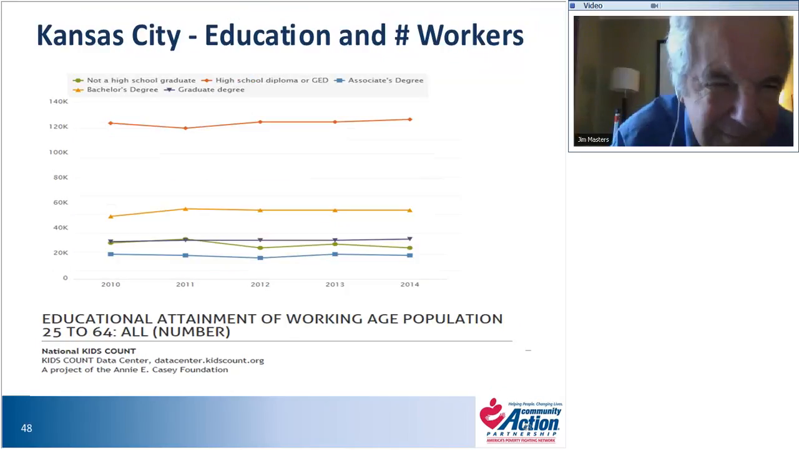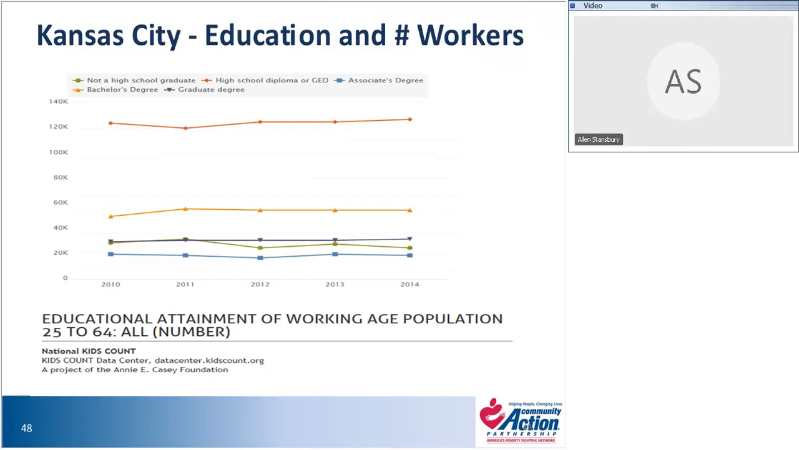Okay, here's Kansas City education and number of workers. Up at the top is a high school degree. Down at the bottom is the associate's degree, and the line with the little pyramid down here are those with the bachelor's degree. So you can see where all the jobs are going.